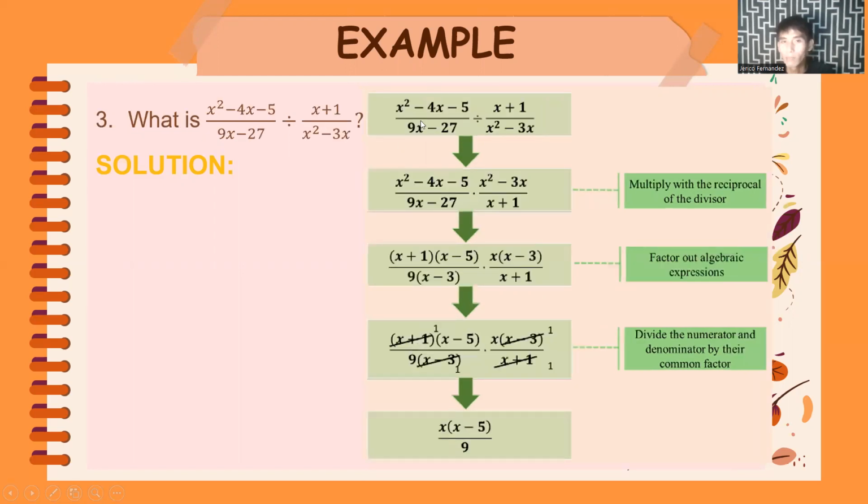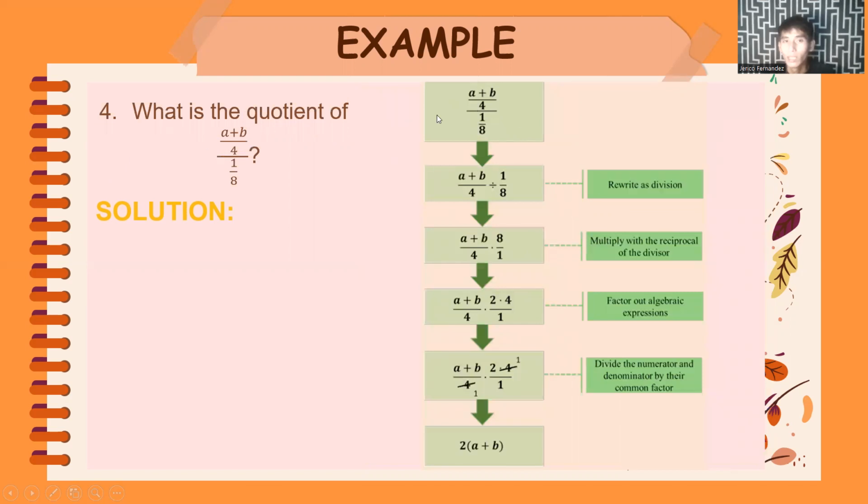Same goes with this. Get the reciprocal, factor out, cancel out, and then multiply the remaining terms. So it is really important that you know how to factor out polynomials. Okay? Because that is the basic thing that you need to solve everything here in the rational algebraic expressions.